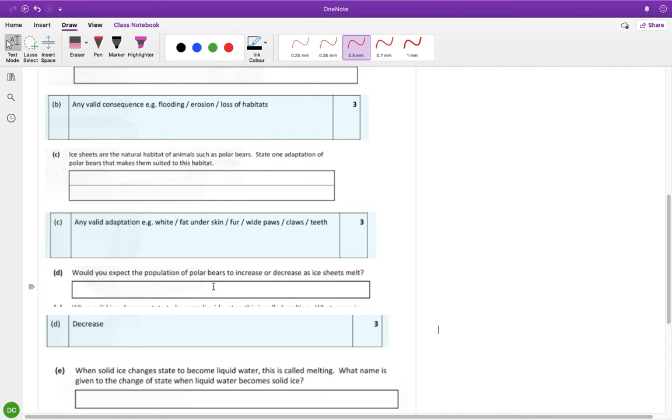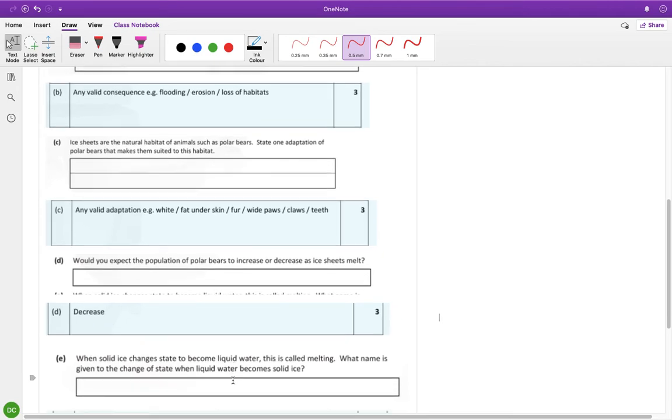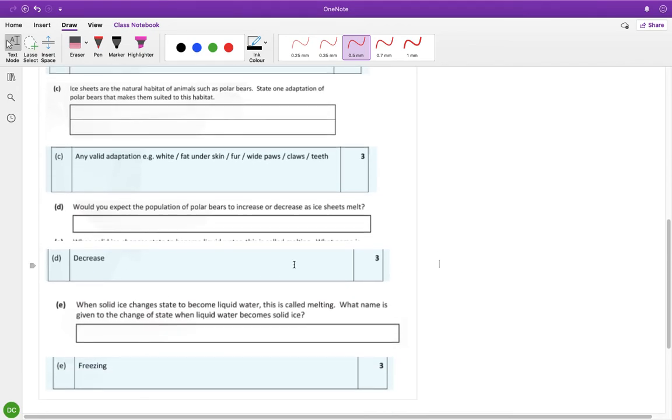Would you expect the population of polar bears to increase or decrease as the ice sheets melt? 3 marks for simply decrease. And again, this doesn't fall under biodiversity, but I thought it was quite straightforward. When solid ice changes to become liquid water, it's called melting. What is the name given to changing state when liquid water becomes ice? When water turns into ice, that change of state is freezing.